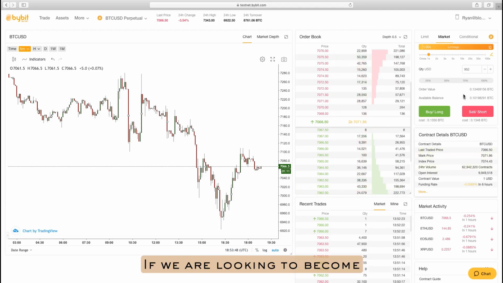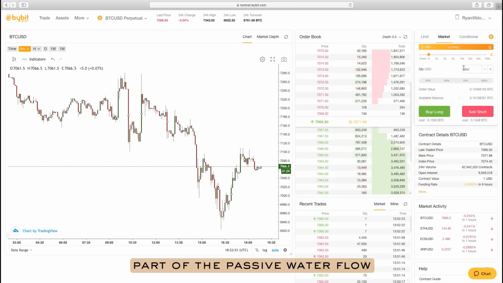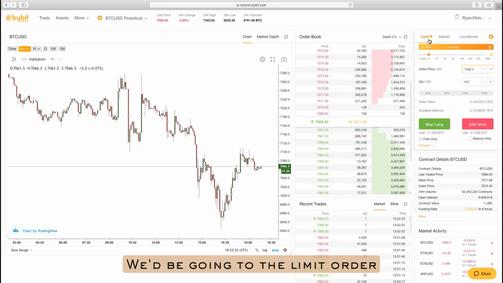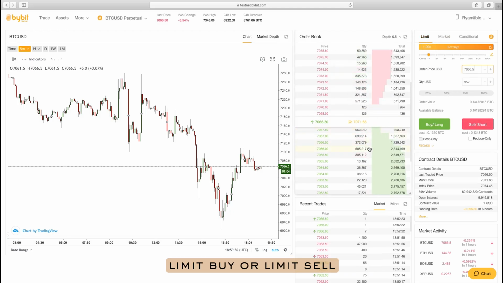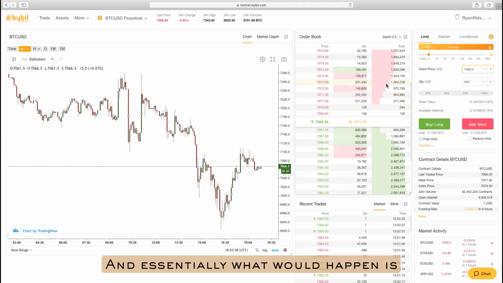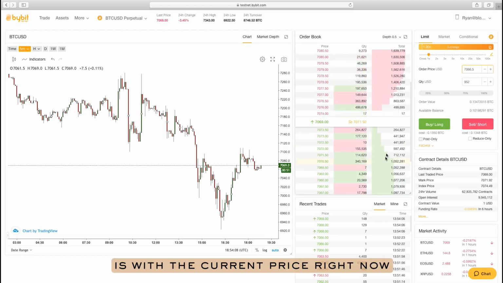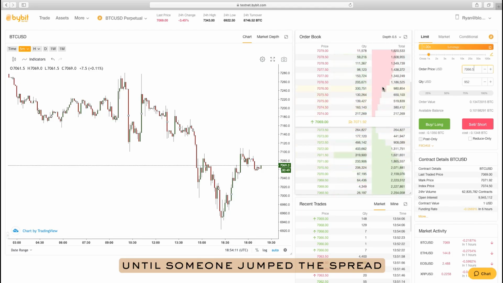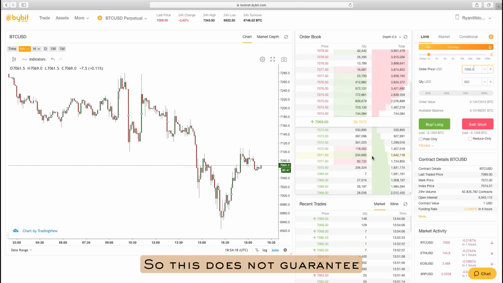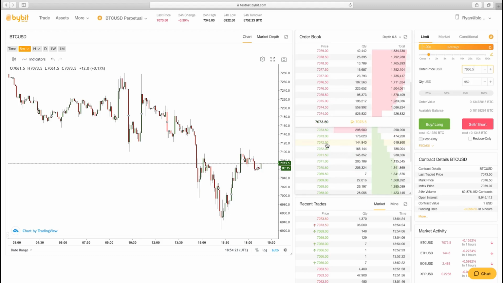But really quick, if we are looking to become part of the passive order flow, what would we be doing? We'd be going to the limit order and placing either a limit buy or a limit sell. Essentially we would be placed right on either the offers or the asks right here, or if we're looking to buy, we'd be placed right here. So with the current price right now, we would not get in right away until someone jumped the spread and came into our order. This does not guarantee that we will be filled right away, but if price comes to us, it guarantees that we will be filled at that price.